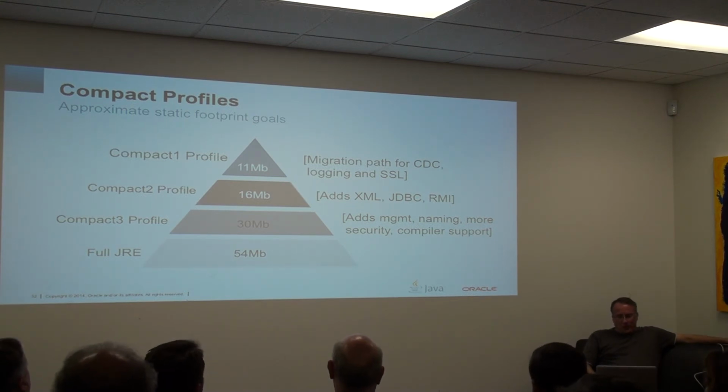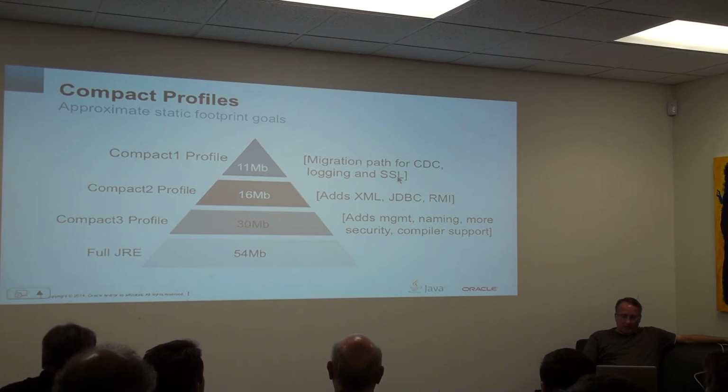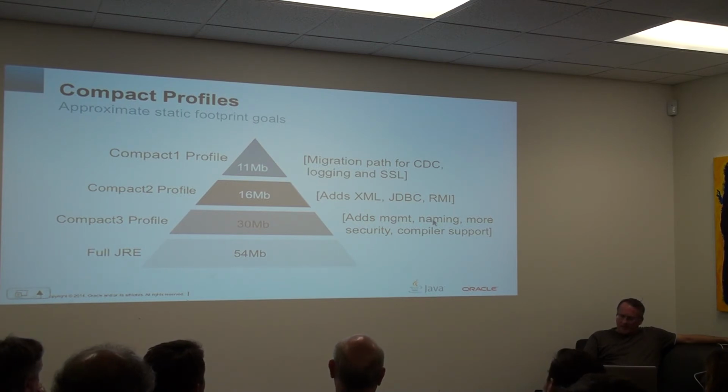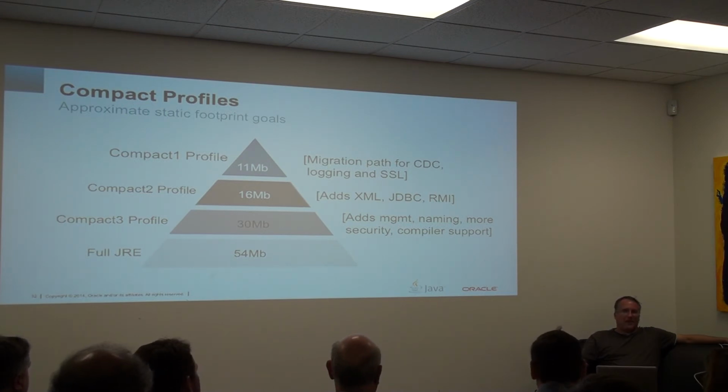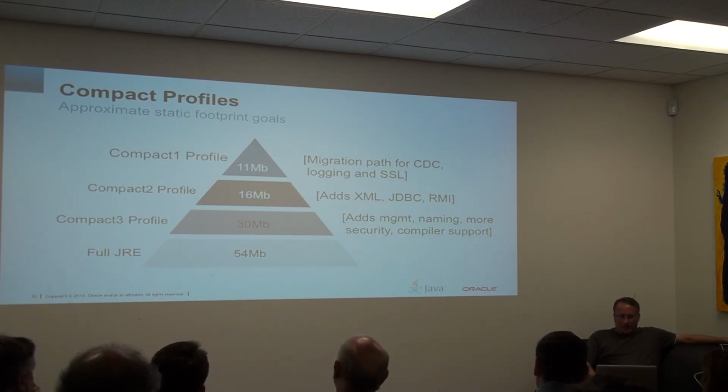So the Compact 1 profile is 11 megabytes, and this is the migration path for the CDC ME profile. It basically includes Java plus logging and SSL. And then if you go to Compact 2, it adds in XML, JDBC, and RMI. And if you go to Compact 3, it adds in JMX, naming, I think that's the LDAP and COS naming and JNDI stuff. More security and compiler support, the ability to call the compiler from your code. Then you've got the full JRE. So the idea is now you can take a JRE and run it on top of a set-top box or a gateway device that you're creating, a home gateway, for instance, and pick the right profile based on the resources you have for the device.